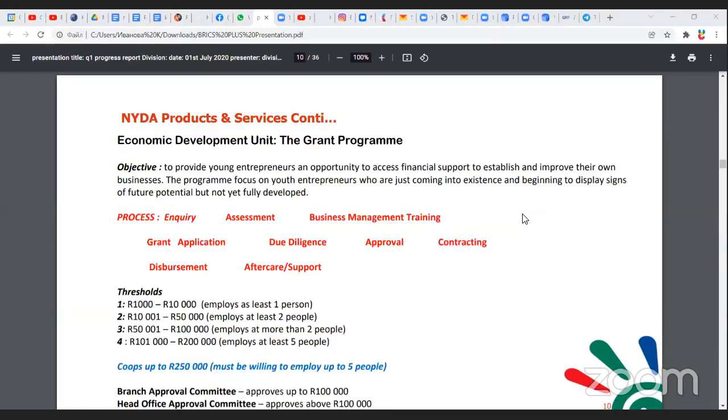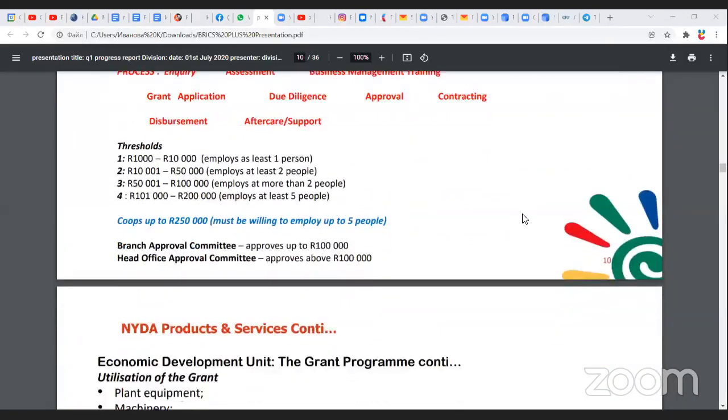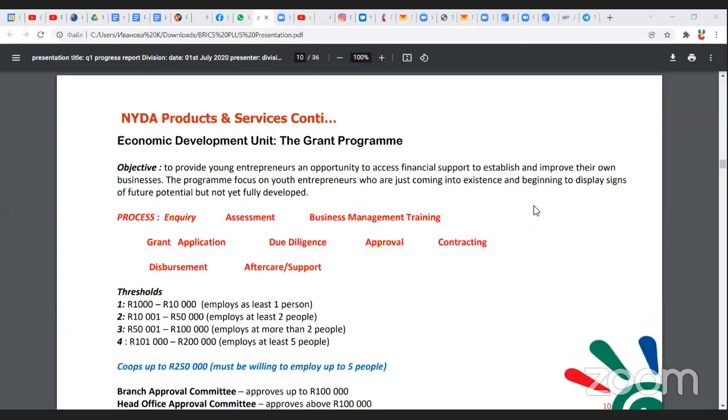We've got thresholds. Threshold one is 1,000 to 10,000. This would be a business that employs at least one person. 10,000 to 50,000 would be a business that employs at least two people. 50,000 to 100,000 would be a business that employs more than two people. And then the last threshold is from 100,000 to 200,000, which would be a business employing at least more than five people. And then for cooperatives, we are able to fund cooperatives up to 250,000, but they must be willing to employ at least five people. You can go to the next slide.